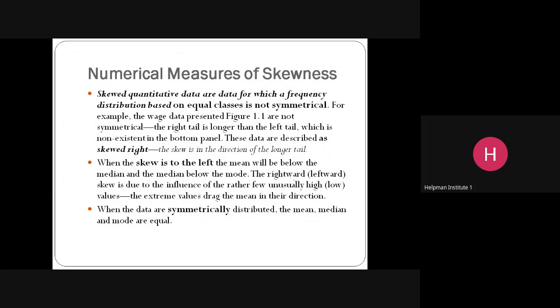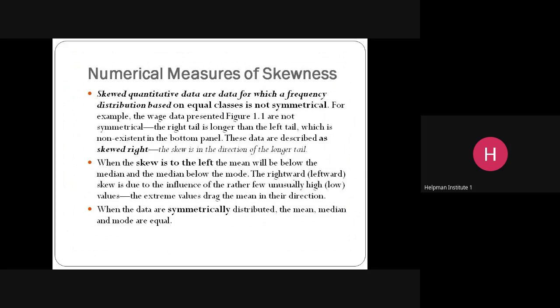Whereas if the direction of the longer tail is to the left, we say that the data is skewed to the left. Now, when the skew is to the left, the mean will be below the median, and the median will be below the mode. Now, the rightward or leftward skew is due to the influence of the rather few unusually high or low values. So, in an observation of data, if we have a high value or a low value, we will get the effect of skewness.